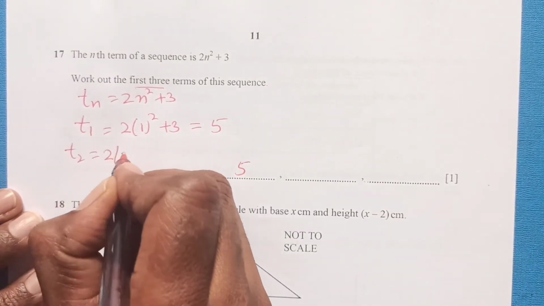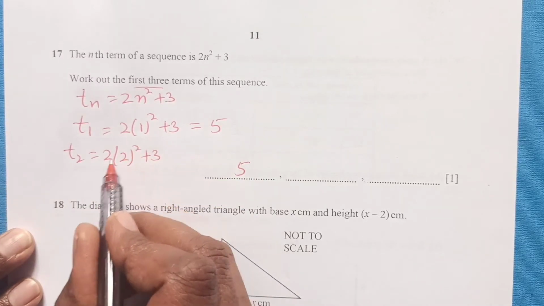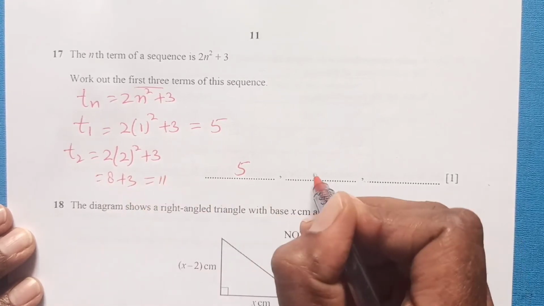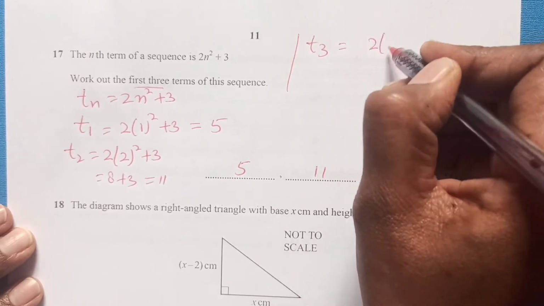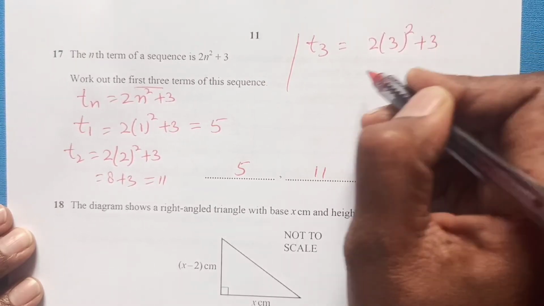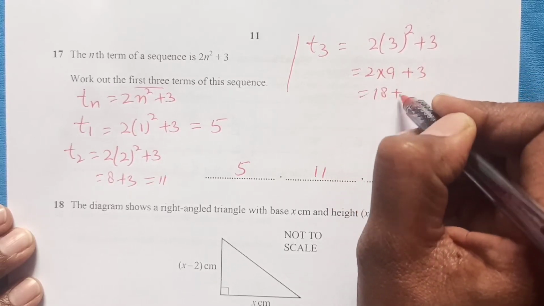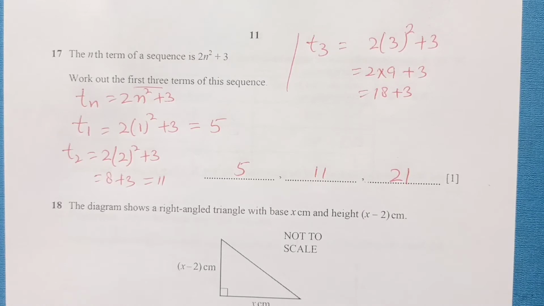T2. 2 squared plus 3. This is 2 times 2, 4. 4 times 2, it is 8 plus 3, which is 11. So this will be 11 here. And T3 will be 2 into 3 squared plus 3. So 2 times 9 plus 3, which is 18 plus 3. That is 21. Right?